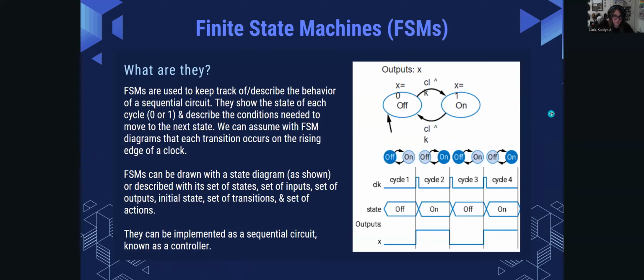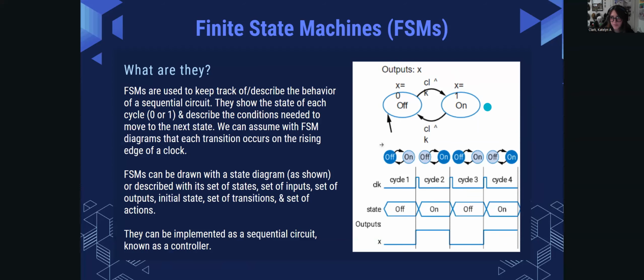Last up, I'm going to talk about finite state machines. So FSMs are used to keep track of and describe the behavior of a sequential circuit. If you're doing multiple things in succession, you're storing multiple bits of data, you have an output, and you want to know what it's going to be depending on what cycle you're in, what you're doing, that is what we use an FSM for. They're easy to draw diagrams for, and from those diagrams, it makes it a lot easier for you to actually build them and understand what they're doing.